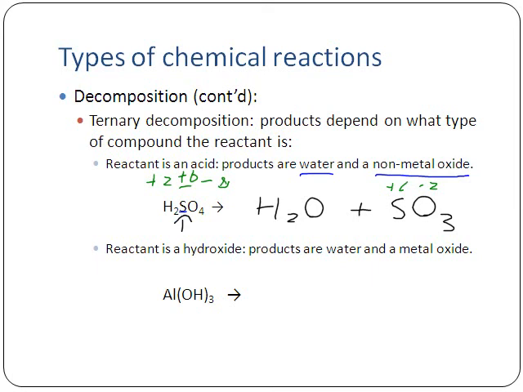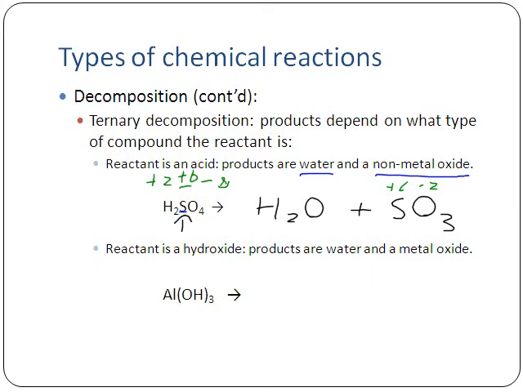The next possibility for a ternary decomposition is that you have a hydroxide. So Al(OH)3, you look at it, you say it is one compound, so we know it's going to be the reactant, therefore it's a decomposition. It has 3 elements in it, so it's going to be ternary. Is it an acid? Doesn't start with hydrogen, so not an acid. Does it have OH in it? Yes, it does, so it's going to be a hydroxide.